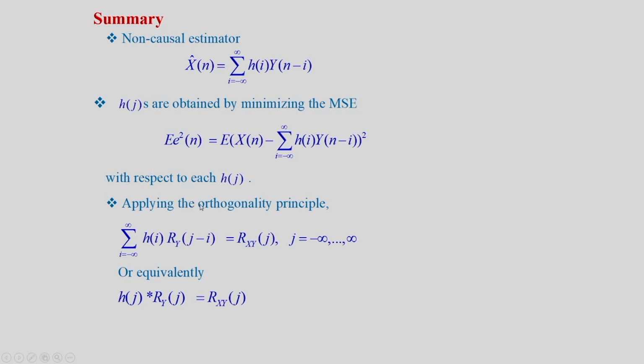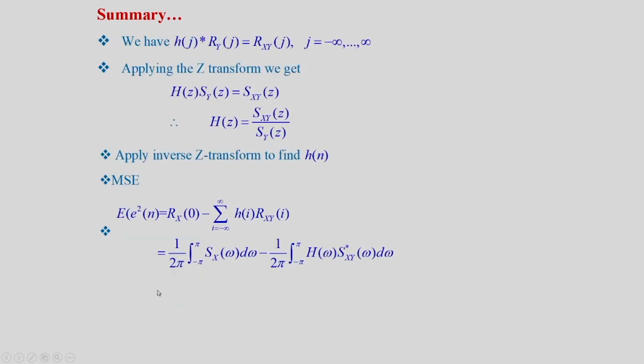Now, we applied the orthogonality condition and obtained the Wiener-Hopf equation, that is summation h i into r y of j minus i, i going from minus infinity to infinity, equal to r xy of j for any integer j, or equivalently r xy j is the convolution of h j and r y j. We can now apply the Z transform: H z into Sy z is equal to Sxy z. Therefore, H z, the system transfer function corresponding to the IIR non-causal Wiener filter, will be given by Sxy z divided by Sy z. We can apply the inverse Z transform to find h n.